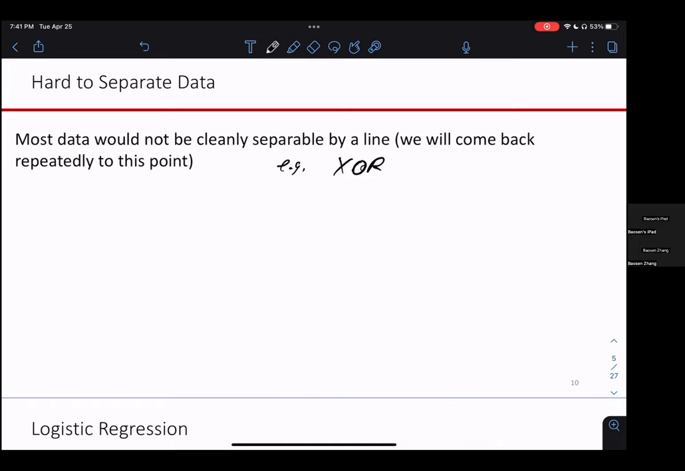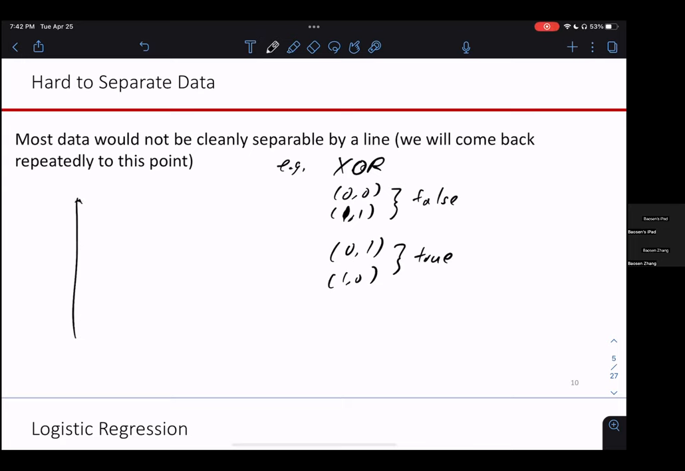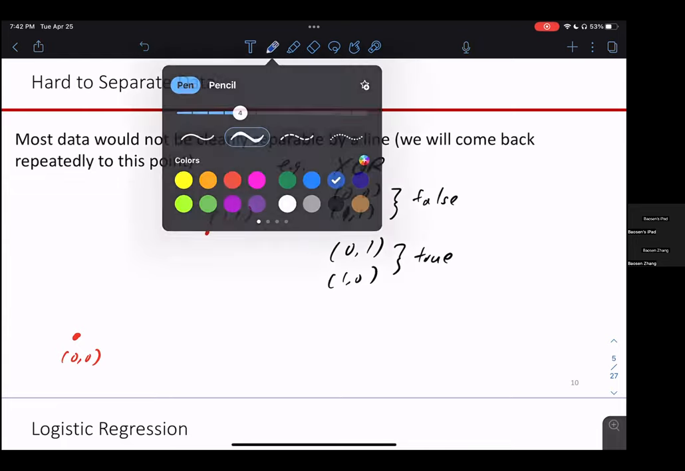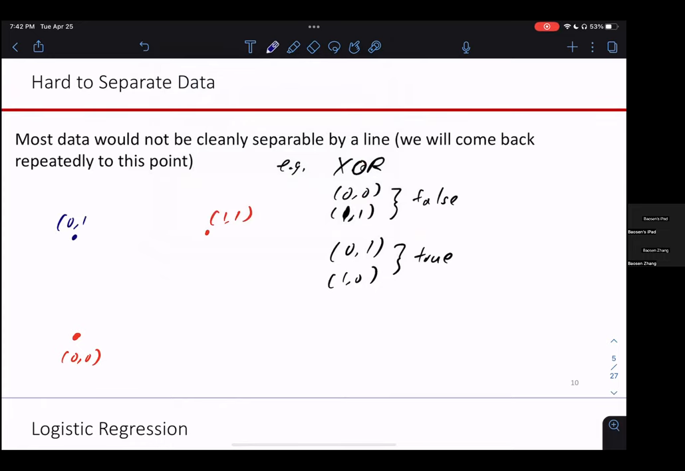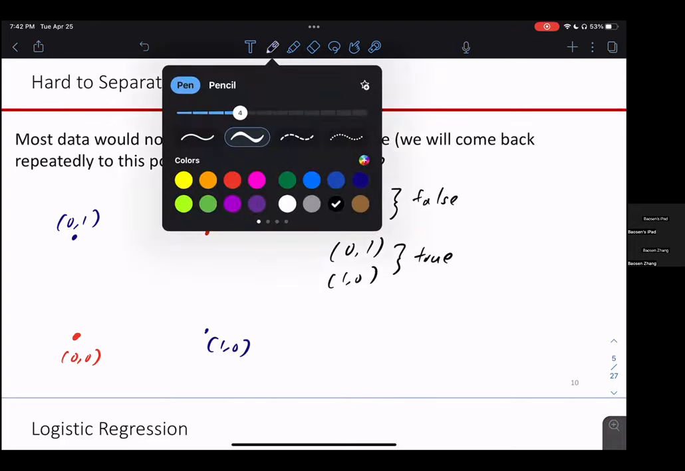Okay, this is the XOR function. I'm assuming we all know what XOR is. XOR is exclusive OR. The inputs 0,0 and 1,1 give false, and 0,1 and 1,0 give true. So this is your XOR logic gate. You can plot this on a grid, with the 0,0 point and the 1,1 point. If it's false, we label it red. If it's true, we label it blue. So this is the graphical representation of XOR.